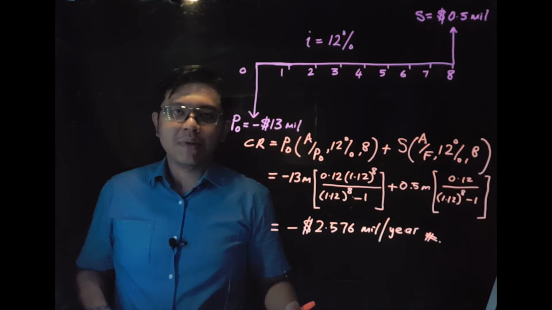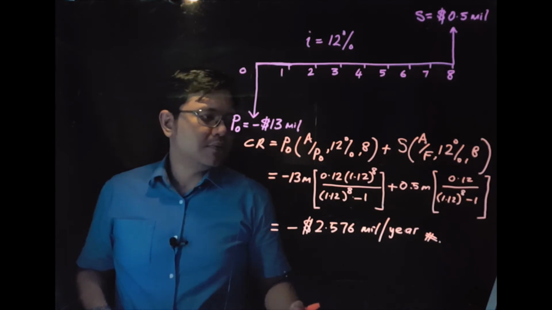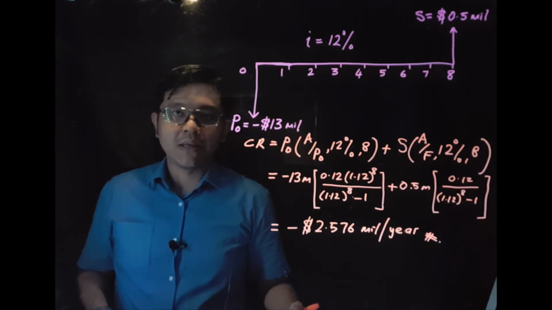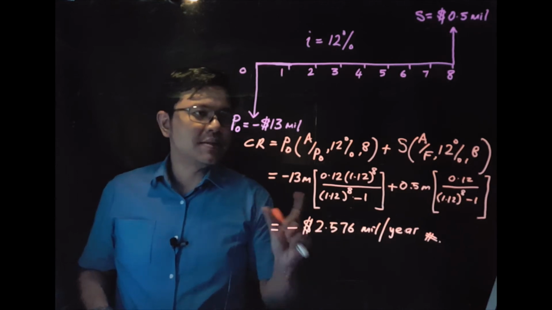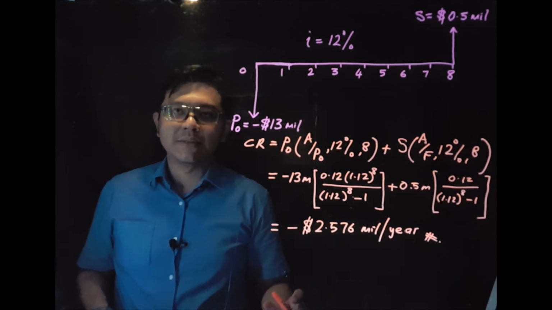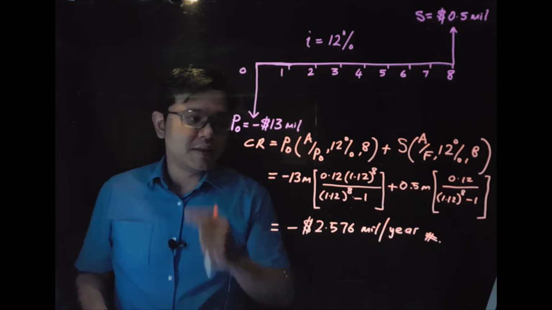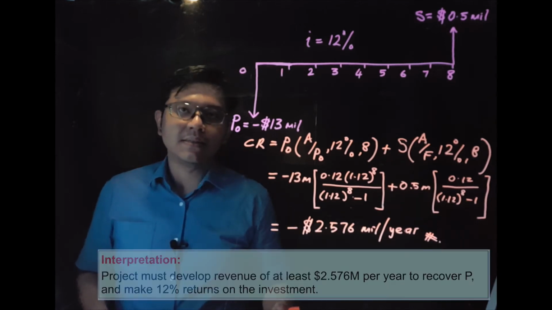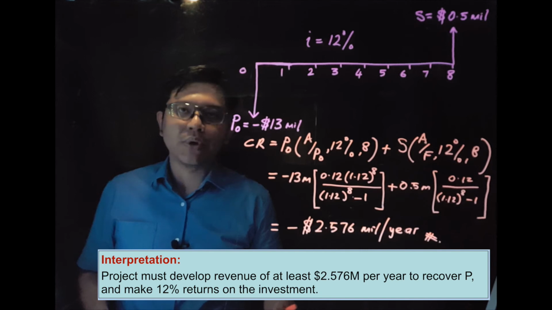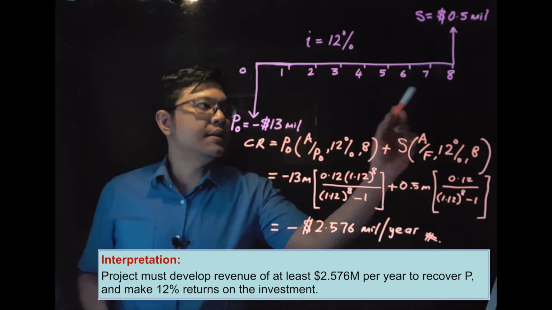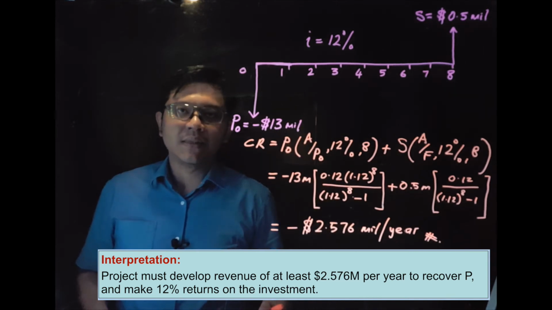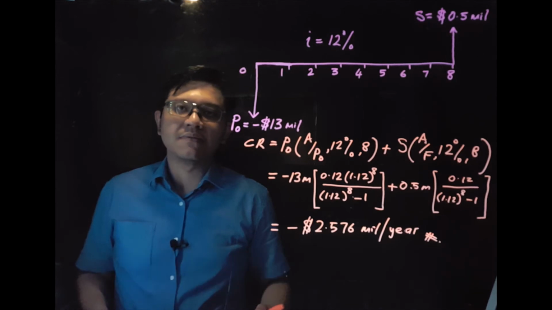So we find that the capital recovery amount of this project is equal to negative $2.576 million per year. The interpretation of this capital recovery amount is important. The interpretation is that the project must earn an annual revenue of $2.576 million per year for 8 years in order to recover the initial investment and make a 12% rate of return.